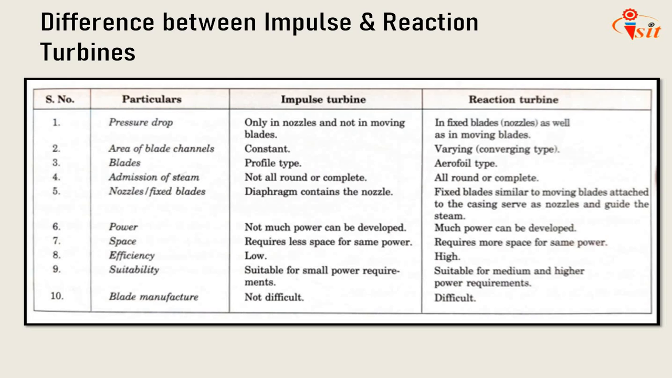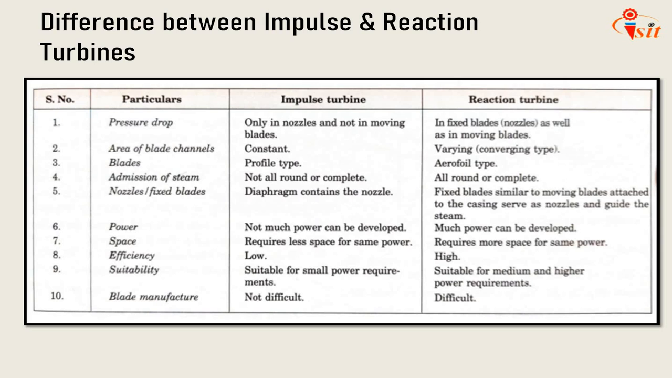Next particular is power. In impulse turbine there is a limitation of power to be developed, so not much power can be developed. In reaction turbines we have larger capacity, we can produce large power. Space: impulse turbine requires less space for the same power. In reaction turbine it requires more space for the same power capacity.